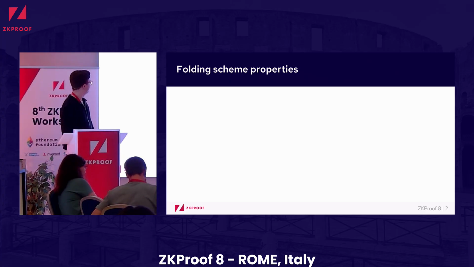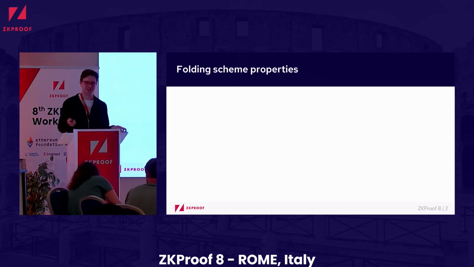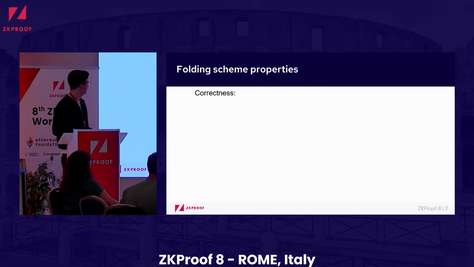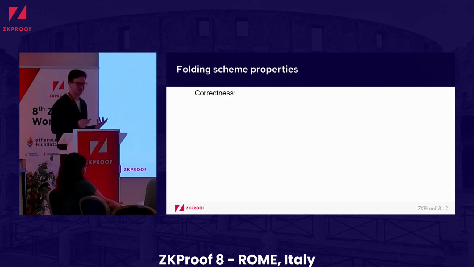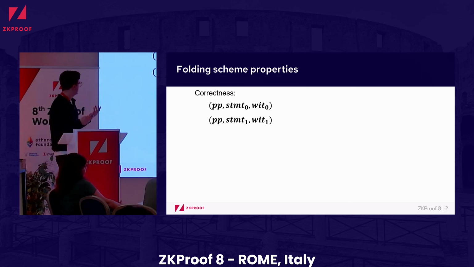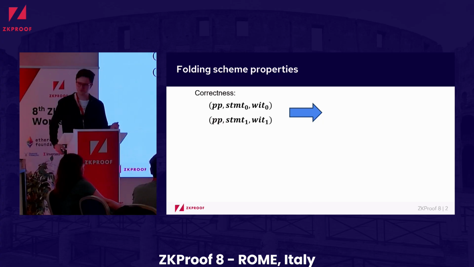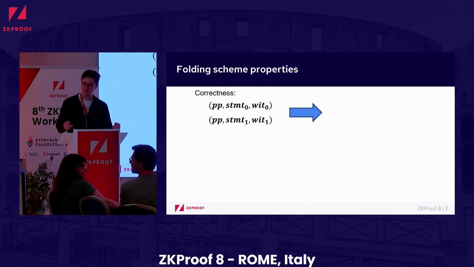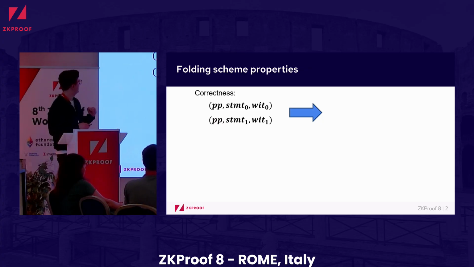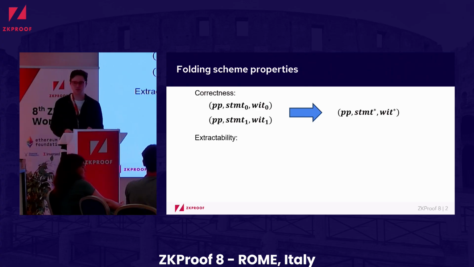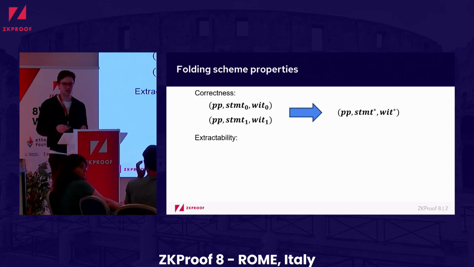Okay, so again, what is a folding scheme? If you don't know at this point, I'll just start by stating its properties. This is an algorithm that turns a pair of relations into one relation that we call an accumulator. And on top of correctness, we define extractability.